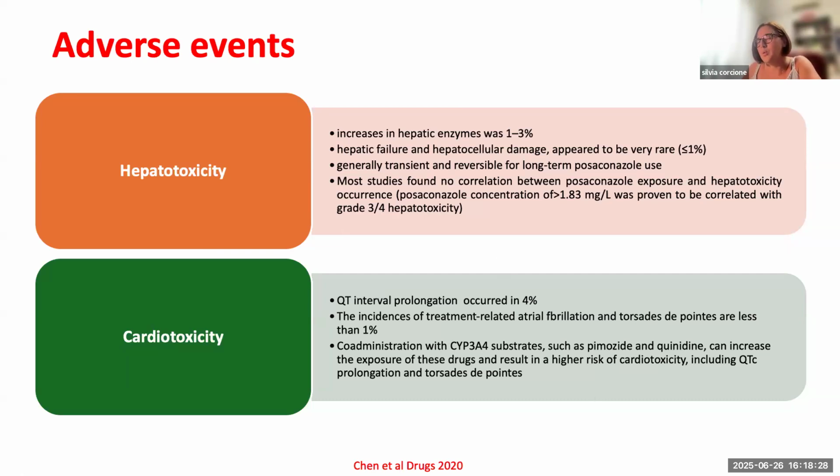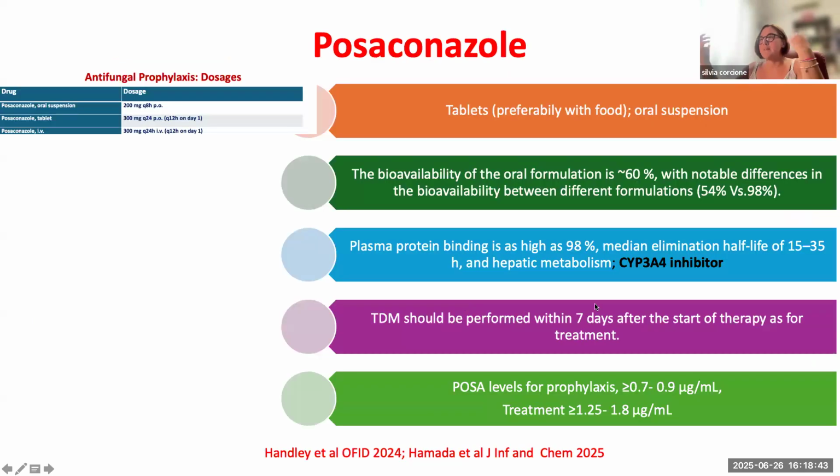So we have to take into account that possible drug-drug interaction for the cytochrome 3A4 may lead to the cardiotoxicity of posaconazole. So just to summarize the data that we have: different ways of administration, tablets, preferably with food, and oral suspension, with different dosages that are clearly described in the EHA guidelines. Oral suspension is 200 milligrams 3 times a day, tablet 300 milligrams once a day with the loading dose on day 1, and posaconazole IV the same as a tablet.